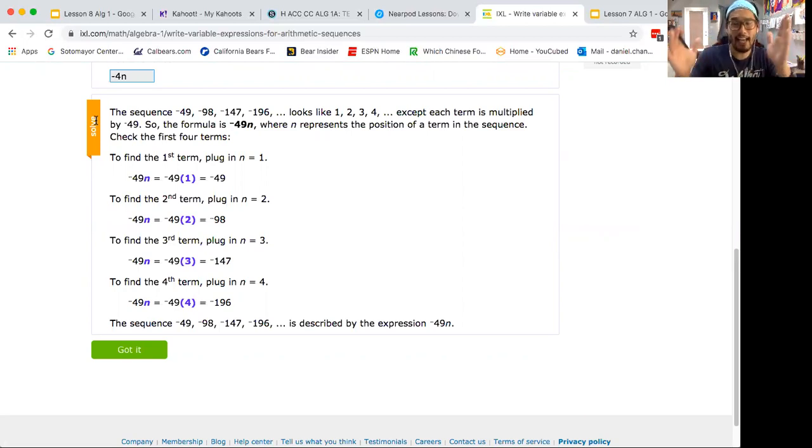substitution. Again, I use a table so that I can lay it out, the terms 1, 2, 3, 4, and then the numbers, and then I look for the common difference, and then I come up with an expression, and then I use substitution to check. But this is a good way to do it as well.